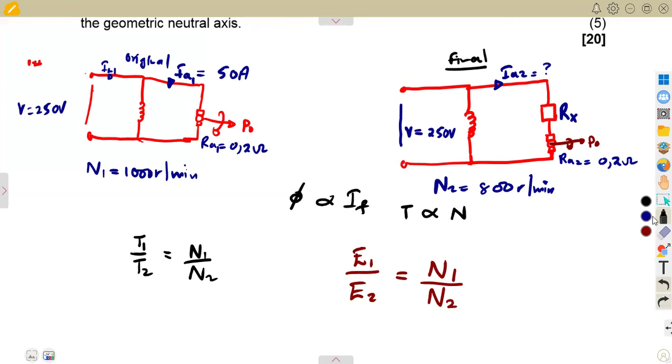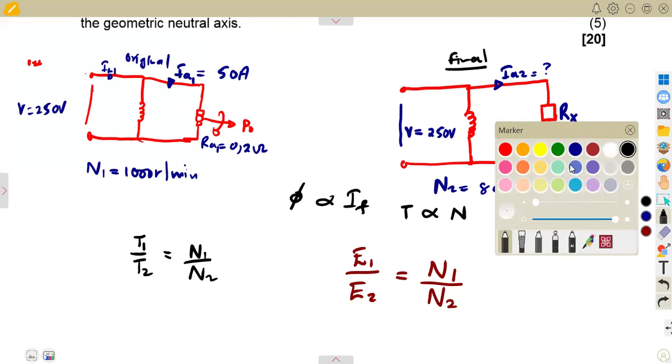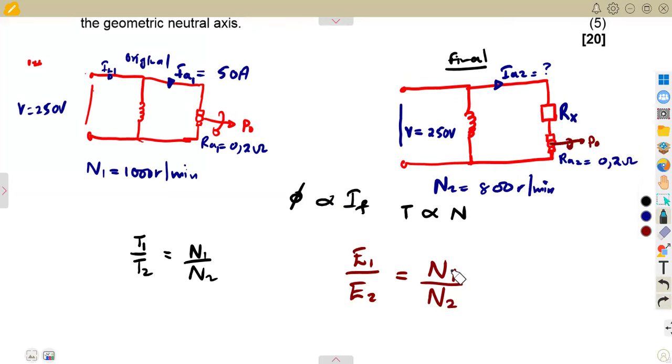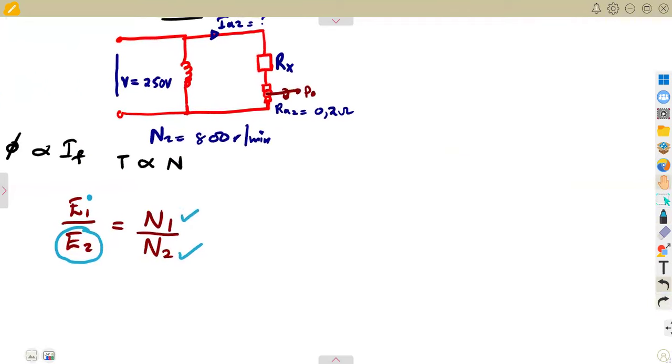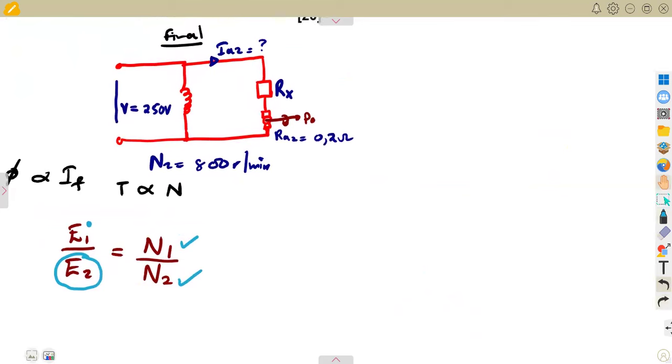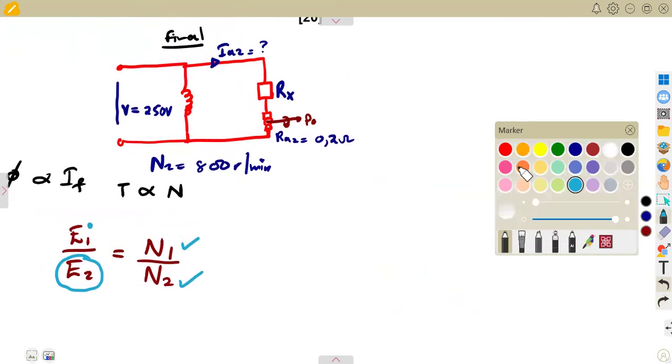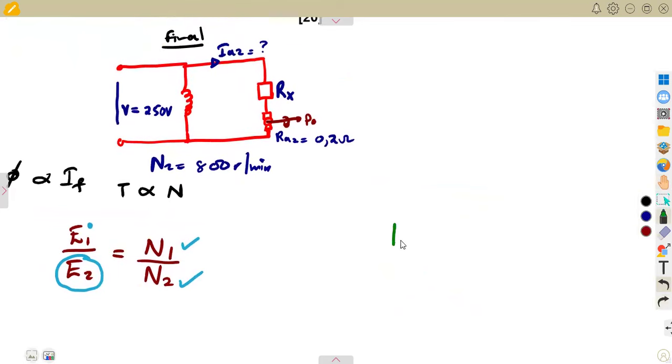All right. So this now becomes our speed formula. And remember, from the speed formula, you need to circle what you need to calculate. All right, what is it that we need? We are given speed 1, we are given speed 2. We can calculate the generated EMF 1. We need the generated EMF 2. Why is it that we need E2? Because inside of the E2, that is where Rx is. Remember that your E2, the generated EMF, is considering the final condition. This is the final condition that you have there.